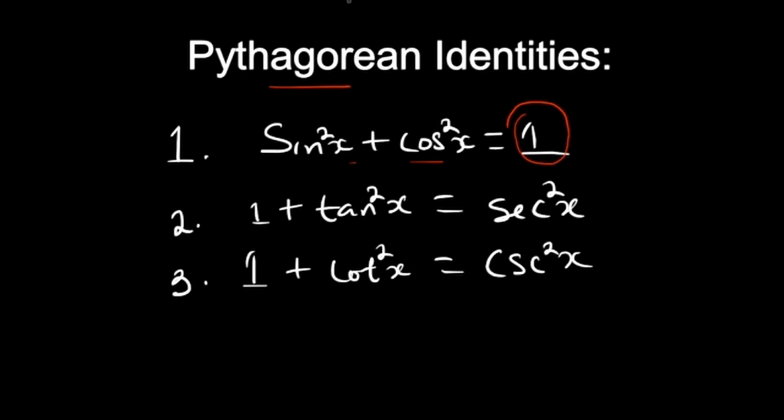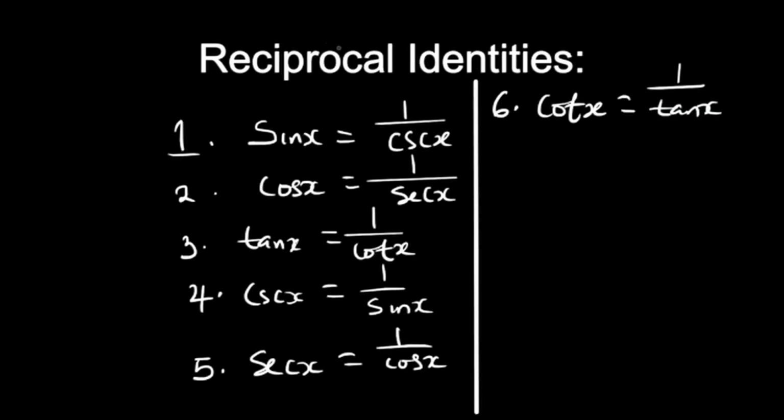The second set of identities you need to memorize are what we call reciprocal identities. There are about 6 of them here, and you need to memorize them one by one. This one says if you have sine x, it is equal to 1 over cosecant x. If you have cos x, it is equal to 1 over secant x. If you have tan x, it is equal to 1 over cotangent x. If you've got cosecant x, it is equal to 1 over sine x. So these are just the equivalents, right?